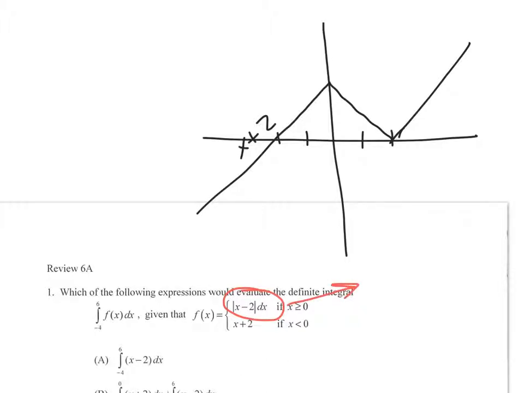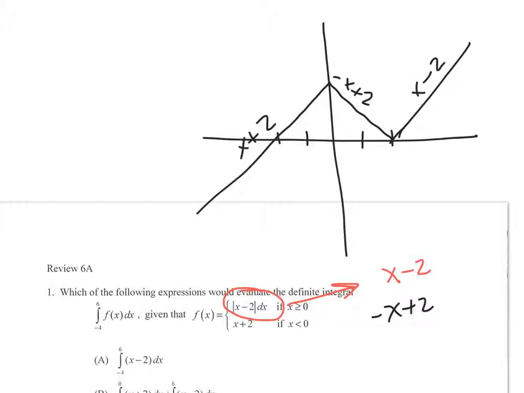It is the function x minus 2 over here to the right. And then to the left is actually the reverse of that. If you take a negative sign, distribute it through there, it's going to be negative x plus 2, your other part of the graph. So it looks like that.